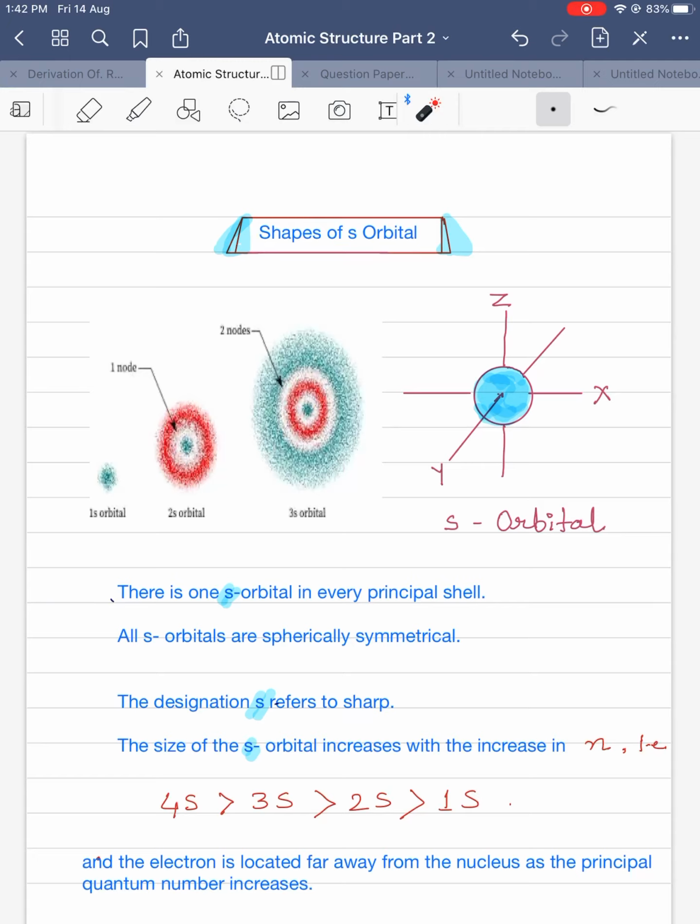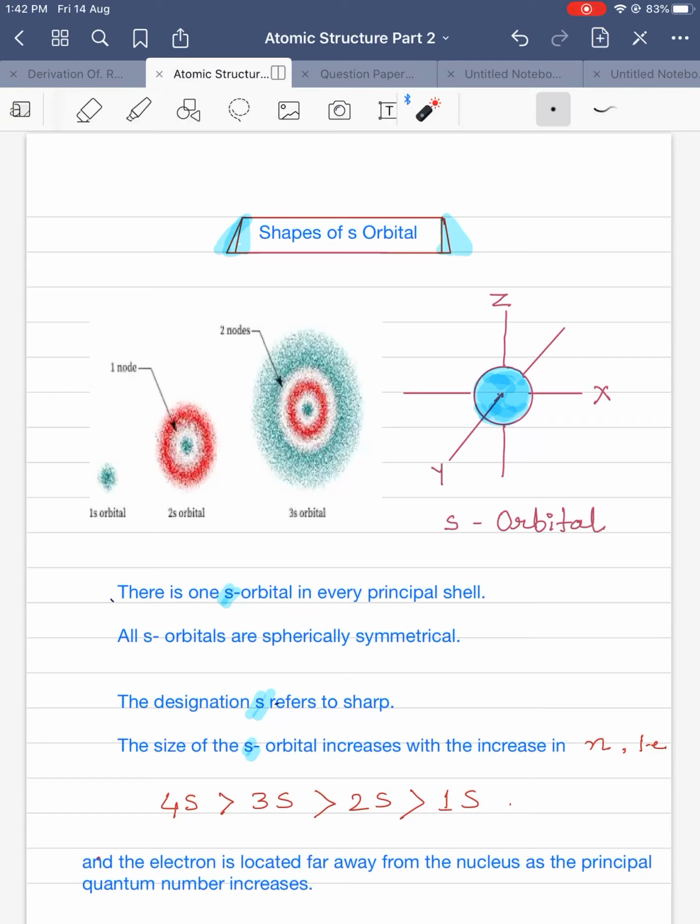Shape of the orbital means the shape of the region in space in which an electron is most likely to be found. Each energy level corresponds to a 3-dimensional electron wave which envelops the nucleus. And this wave possesses a definite size, shape, and orientations. There is one s orbital in every principal shell.